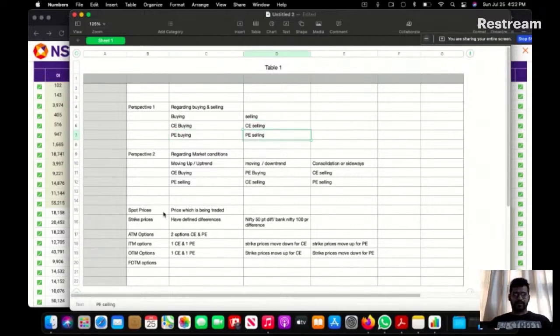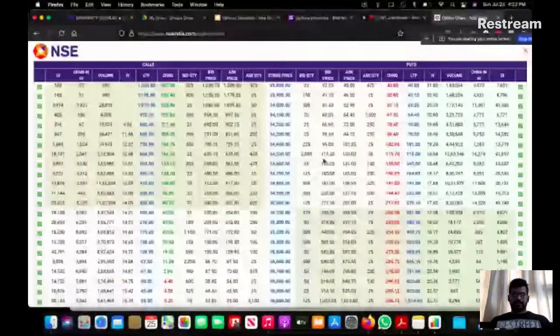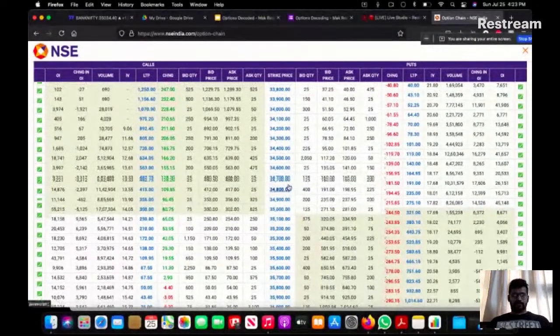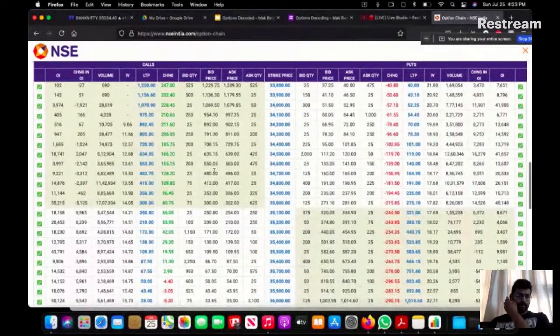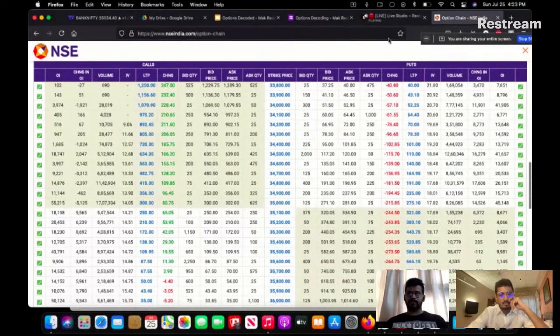So regarding market conditions, you need to have your perspective and spot price, strike prices, and at the money, in the money, out of the money, and far out of the money. This constitutes the basic mechanism of options, and these are the very basic definitions of options. I'll discuss the option chain in great detail in our two-day class seminar. Right now, just remember these gray areas are in the money options and the white areas are out of the money options. Understood?